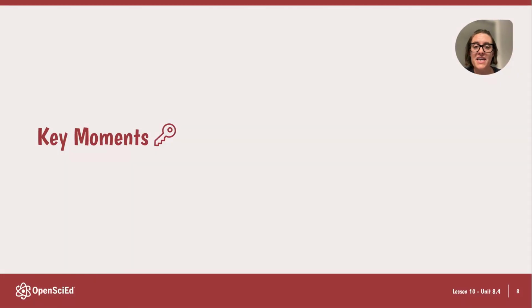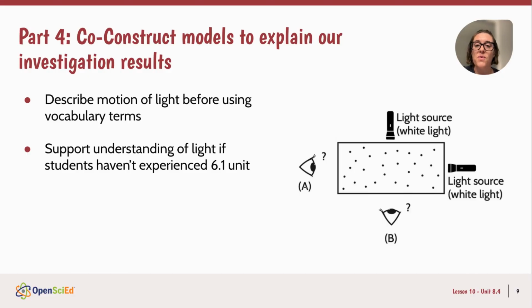So let's look at a key moment in this lesson. In part 4, where you are co-constructing a model to explain the results, have students describe the motion of the light before they start using vocabulary terms. You may have students that had experience with the 6.1 unit of light, where they've learned that light can either transmit through an object or reflect off of it, but not all of your students may have had that experience. So if you have them describe the motions, the light can pass through or the light can bounce off, then go in and add those vocab words for transmit and reflect.